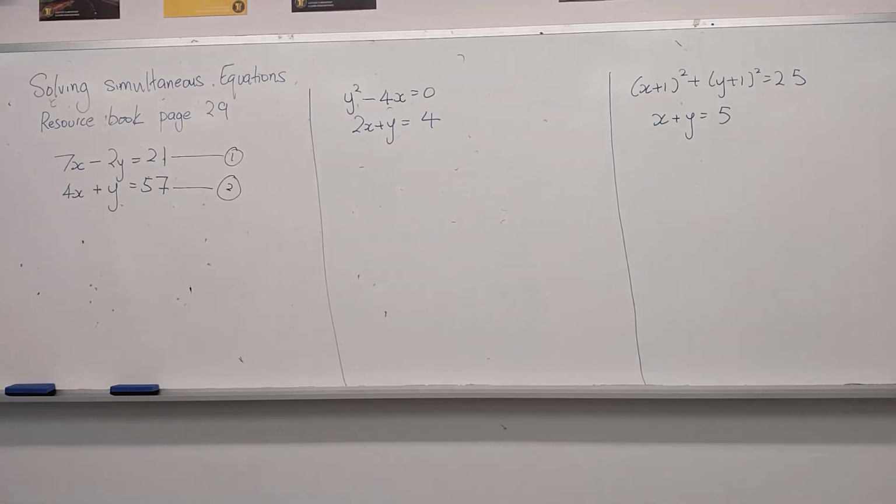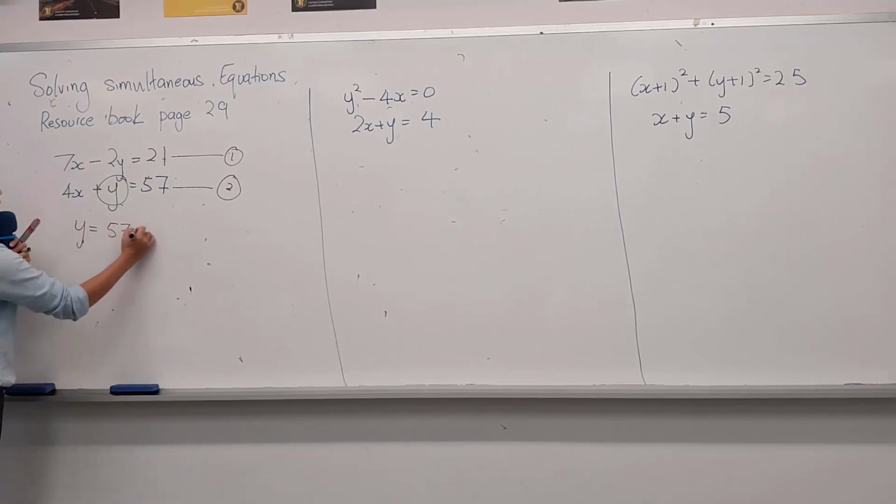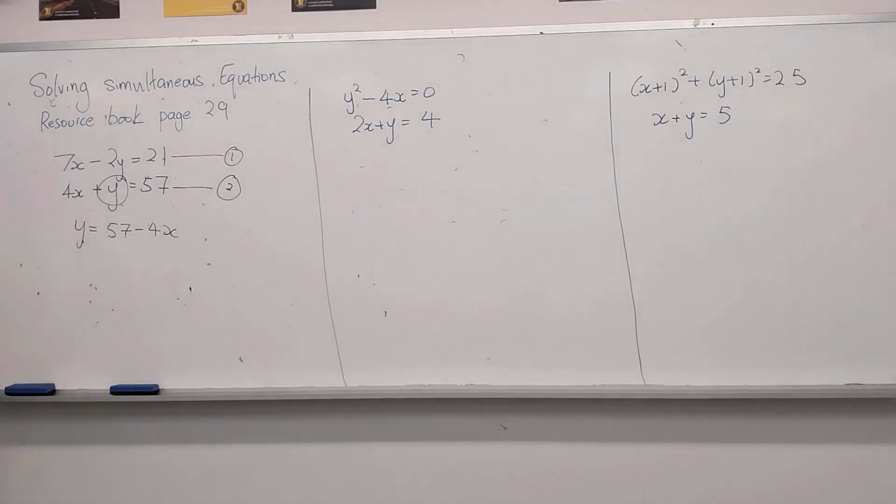I'll be using the second equation. And why are we using the second one? Because y is 1. Correct. Y has a coefficient of 1. So when we make y the subject, it is simply 57 minus 4x.